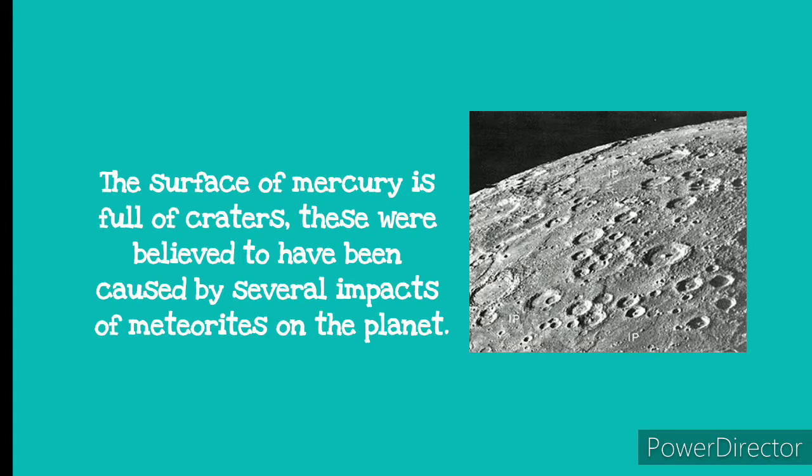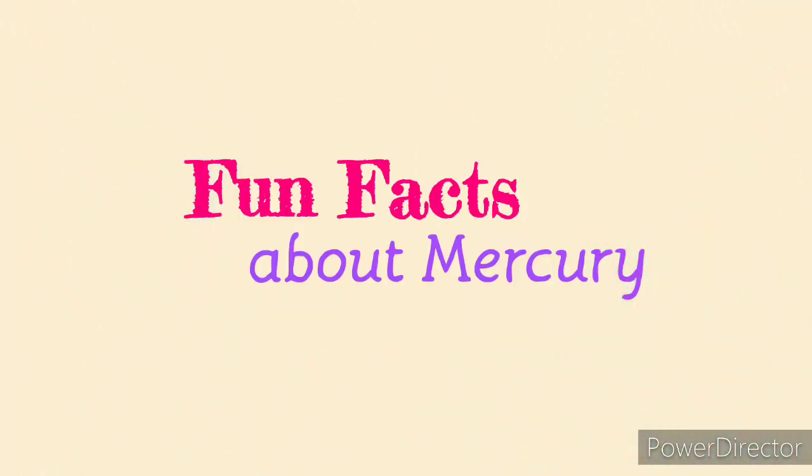The surface of Mercury is covered with craters, and these were believed to have been caused by several impacts of meteorites on the planet. As there is no atmosphere in Mercury or weather to erode these craters, they are left visible till date. Now let's take a look at some fun facts about Mercury.